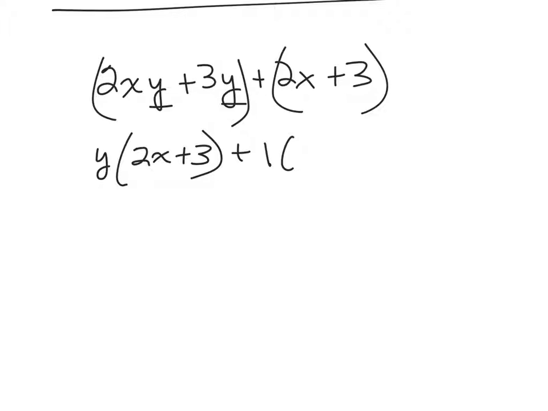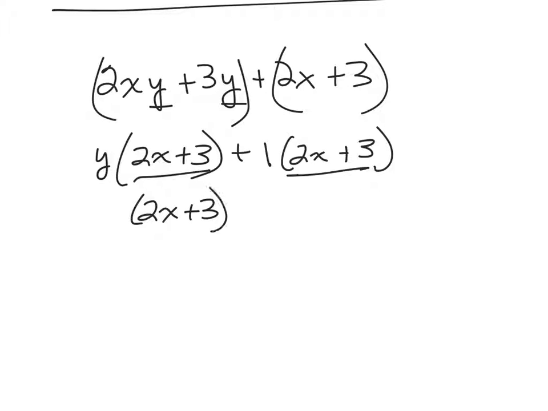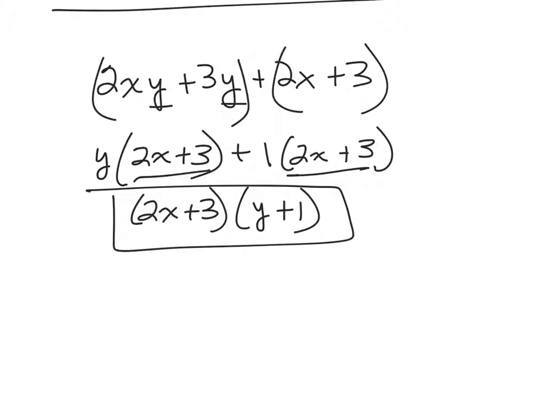The reason that's a good move is because that's going to leave me a 2x and a 3 inside the parentheses, which is going to allow my two parentheses to be the same again. So the moral of this story is sometimes the only thing you can factor out is 1, and if that's the case, then factor it out and see if your two parentheses match up. And that can get you to your answer.